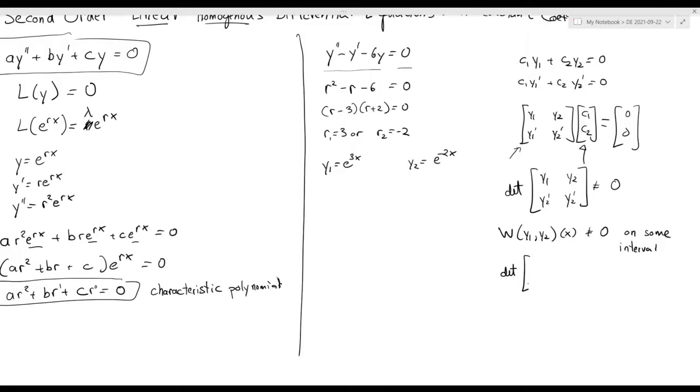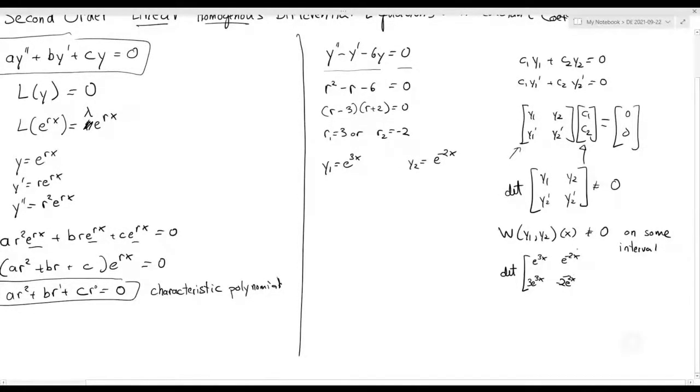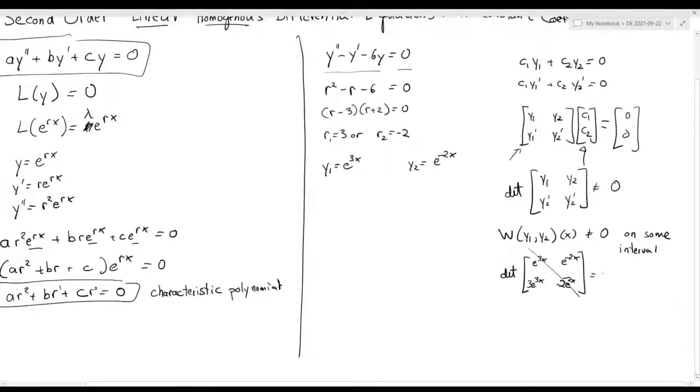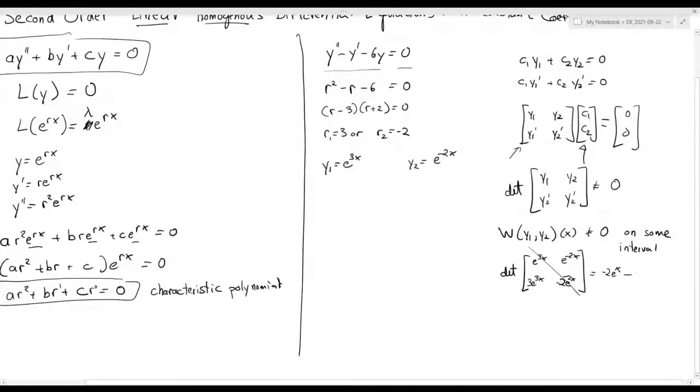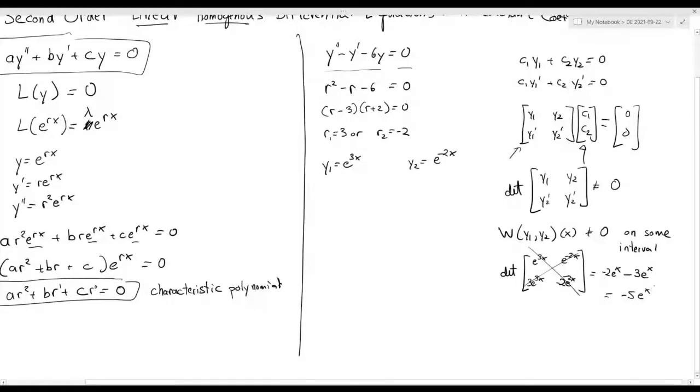Okay, so let's just double check, as good practice, with the Wronskian. Here's y1 and its derivative. Here's y2 and its derivative. Okay, so the determinant. Oh no, it's negative. Is that bad? No, it can't be 0. That's all we care about.